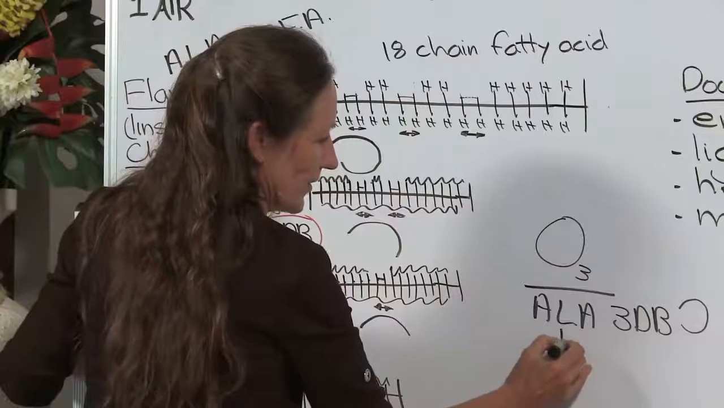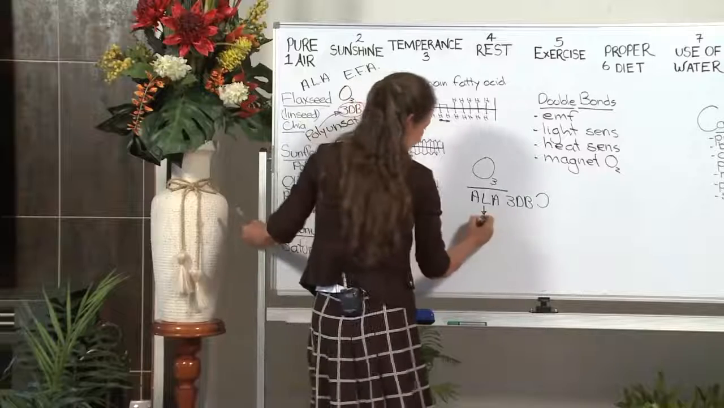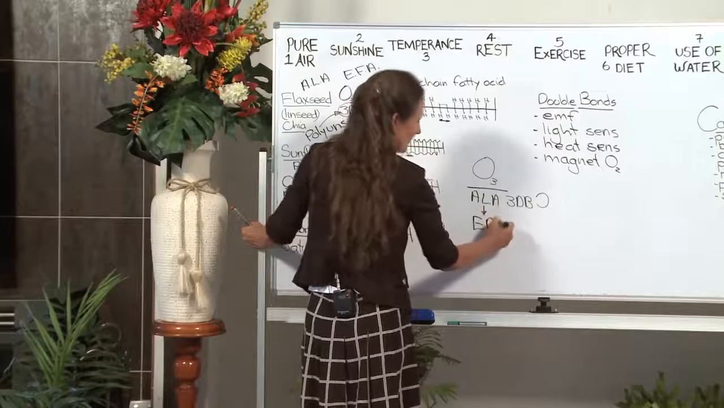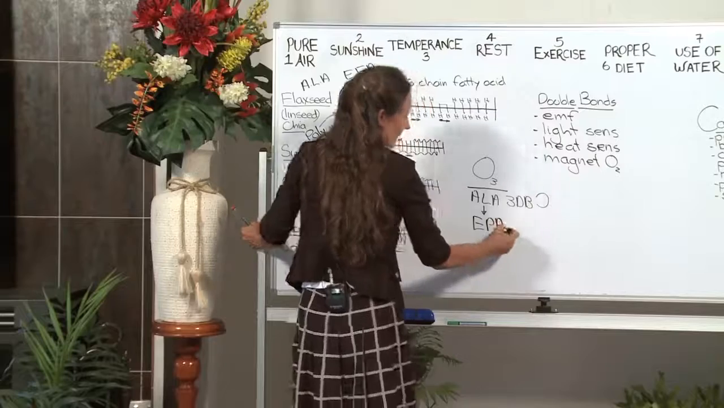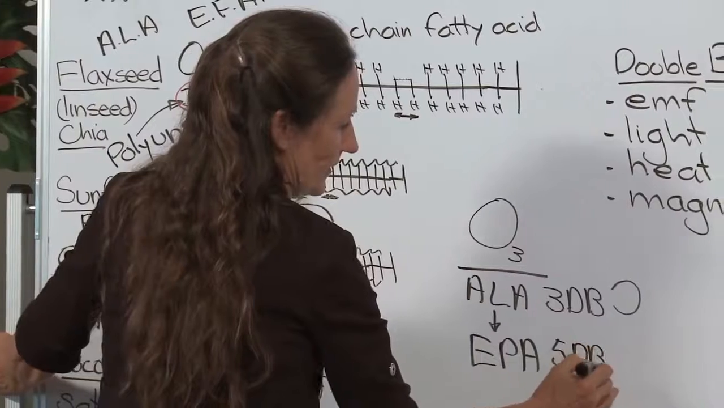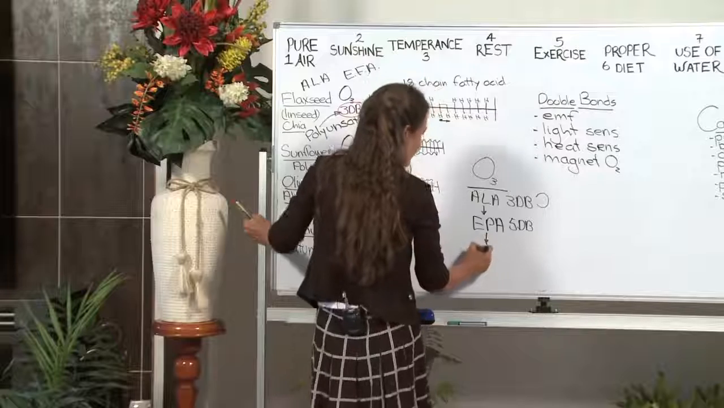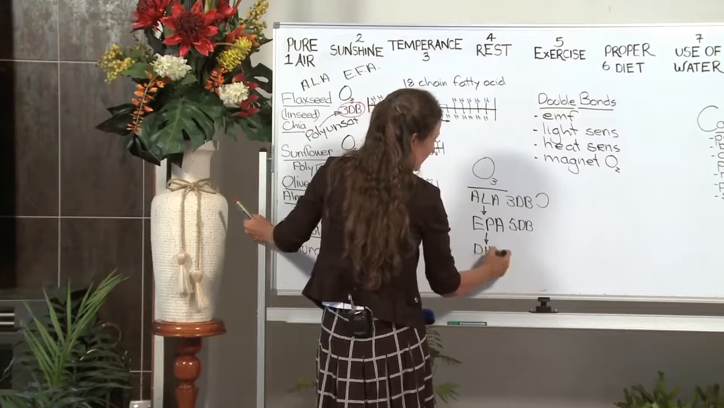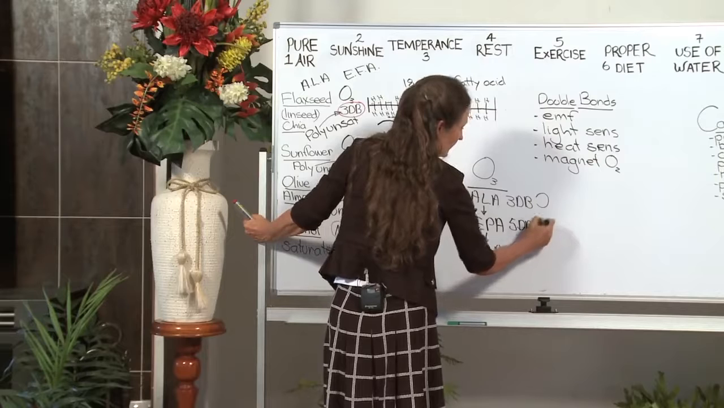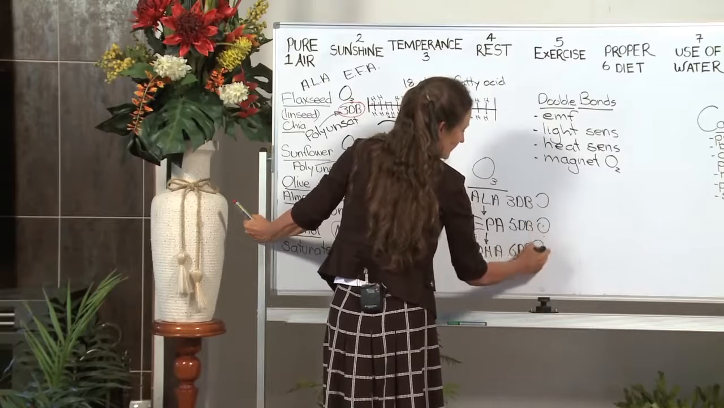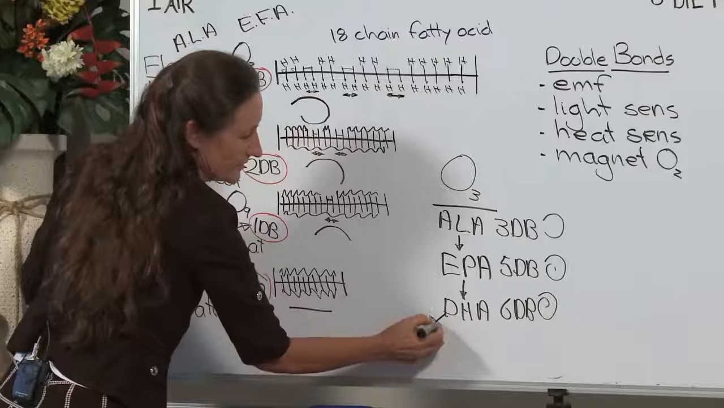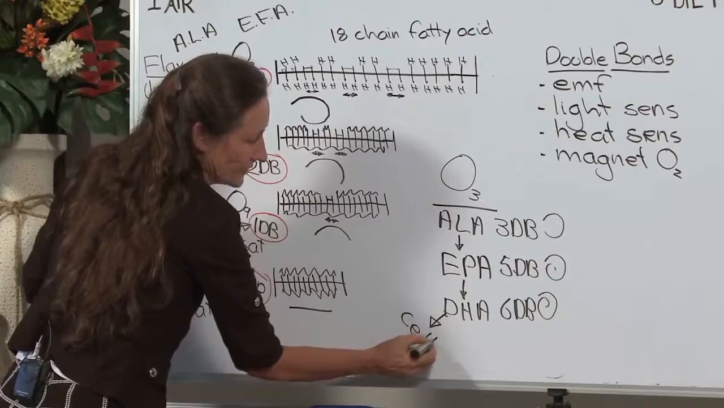In the body, ALA is broken down to EPA. EPA has 5 double bonds. In the body, EPA is broken down to DHA. And DHA has 6 double bonds. So you can see how fluid these other oils are, incredibly fluid. And the body loves using DHA for cell membrane function and repair.